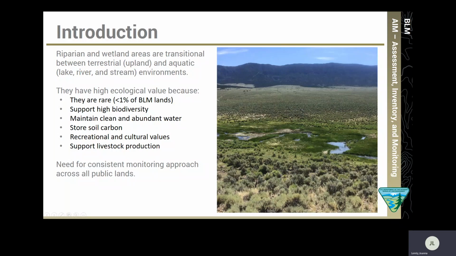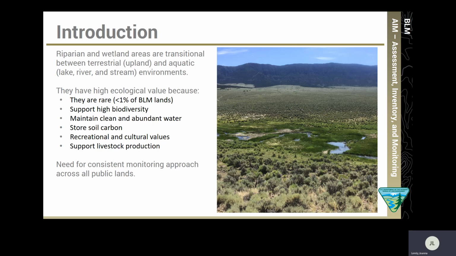Wetland and riparian areas are transitional between terrestrial or upland environments and aquatic environments like lakes, rivers, and streams. They have high ecological value because they cover a small fraction of the landscape, less than 1% of BLM lands across the conterminous United States. Yet they support high biodiversity and provide numerous other ecological services. Riparian and wetland areas help maintain clean and abundant water within watersheds. They store soil carbon, provide recreational opportunities, have cultural and historical value, and support livestock production.